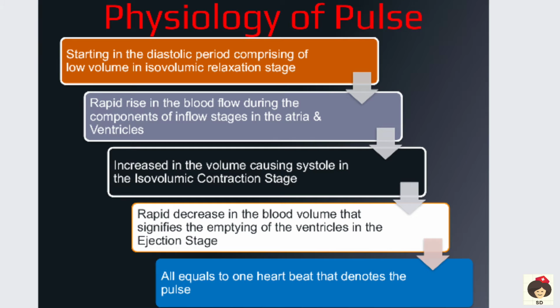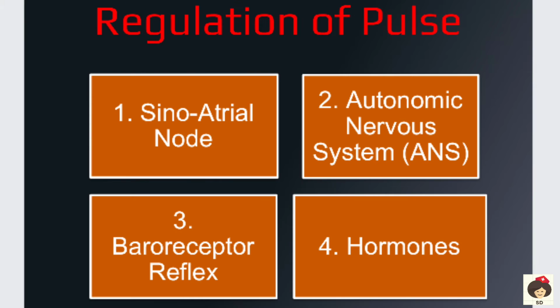So this process equals one heartbeat. One heartbeat is nothing but a pulse. So this is how the four stages result in the formation of pulse. And next is regulation of pulse. This is done by four mechanisms.